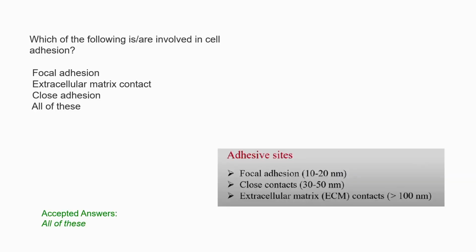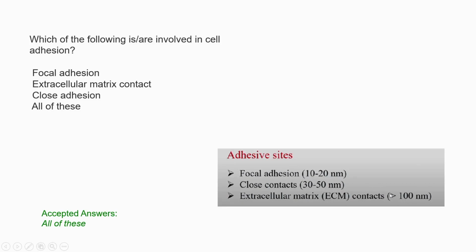Okay, so the correct answer would be all of these. There are three different adhesive sites: focal adhesion, close contact, and extracellular matrix contact. When the cell and the surface are in close contact, within the range of 10 to 20 nanometer, focal adhesion happens. If the range is between 30 to 50 nanometer, the interaction happens by close contacts.